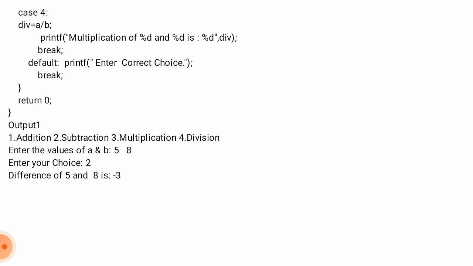Why have I taken return 0? In the main function I have taken int main, so int has to return something. So return 0 or 1. Here we are returning 0. So this is the simple program.